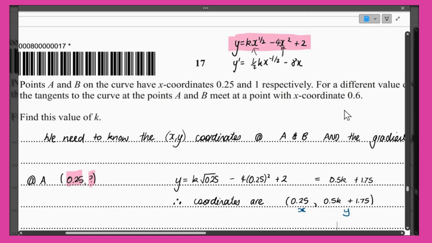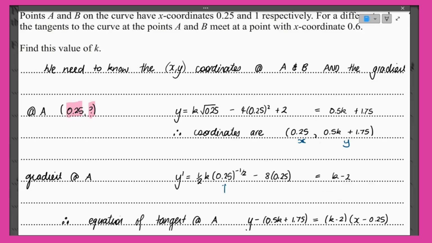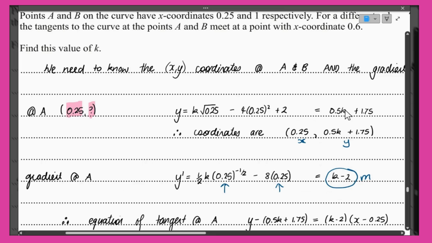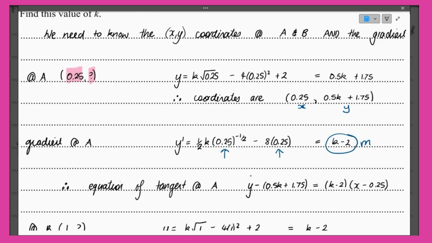Now, I also need to know the gradient. So I'm going to put 0.25 into the equation for the gradient. And again, it simplifies reasonably nicely. So this is what we can call m. Now, depending on what you've been taught, you might like to chuck it into y equals mx plus c. I prefer the equation y minus y1 is equal to m(x minus x1).